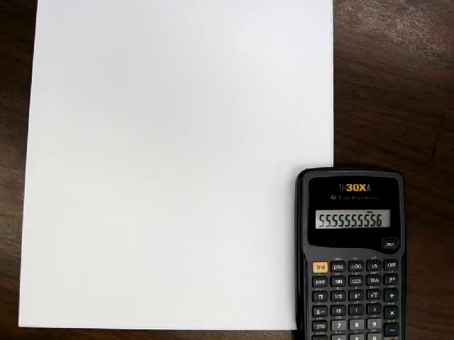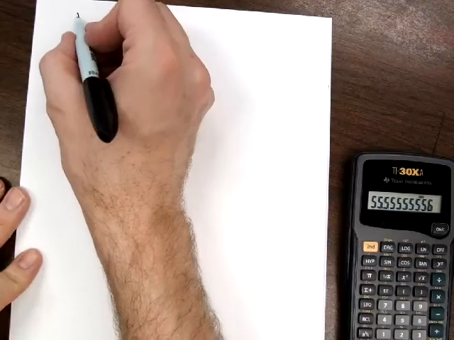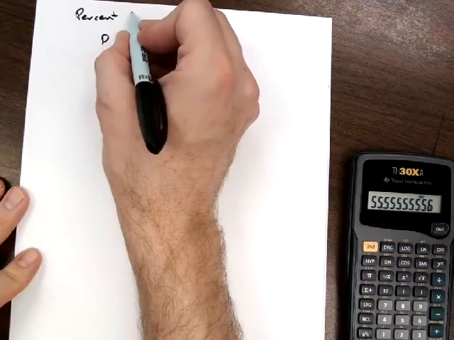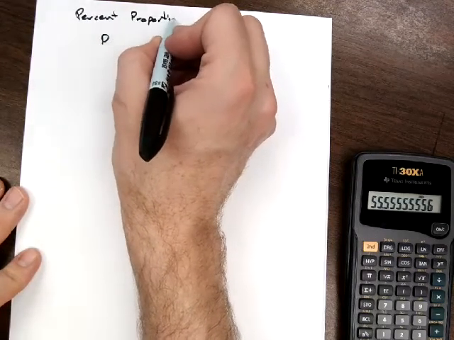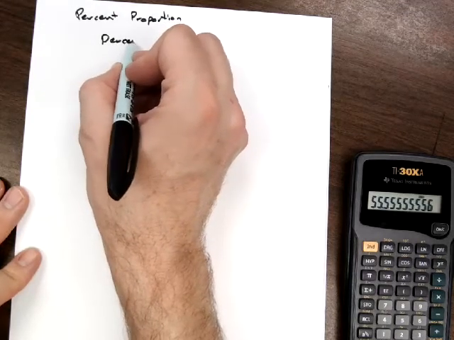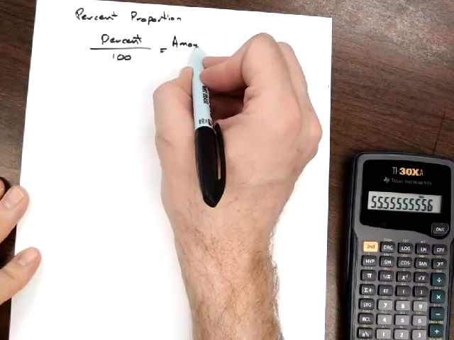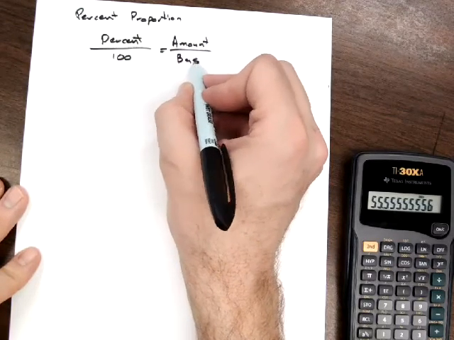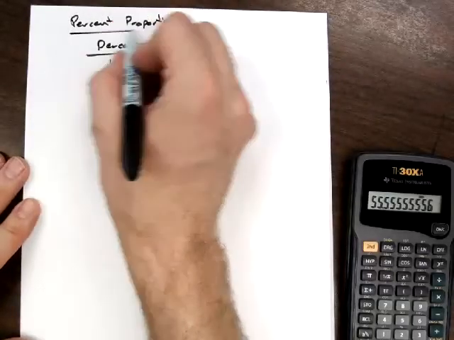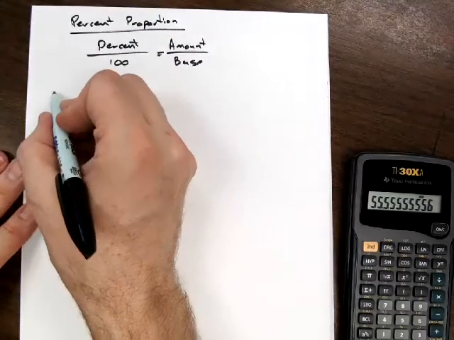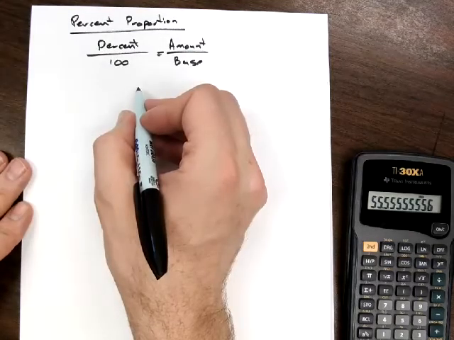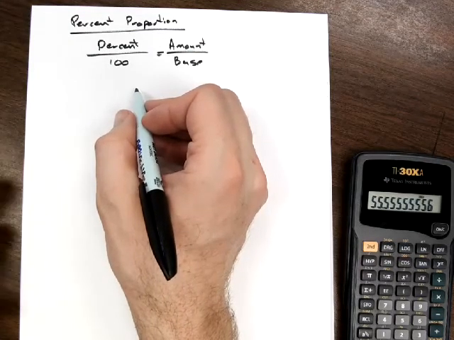All right, let's talk about a percent proportion. And again, remember that percent proportion, we've got that percent, so this is the percent proportion. We have that percent over 100 is equal to that amount divided by the base. So what we're going to need to do here is basically fill in the blanks. These turn into plug and play questions.